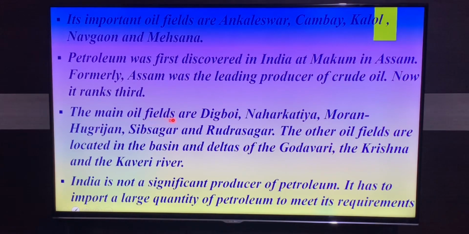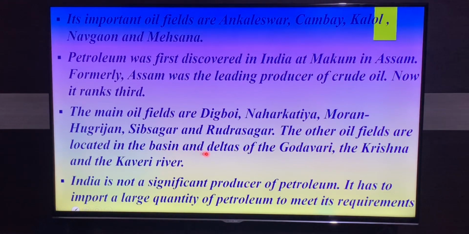The main oil fields are Digboy, Nahar Katia, Moran, Hugrijan, Sibsagar, Rudrasagar. The other oil fields are located in the basins and deltas of the Godavari, the Krishna and the Kaveri rivers. India is not a significant producer of petroleum. It has to import a large quantity of petroleum to meet its requirement.